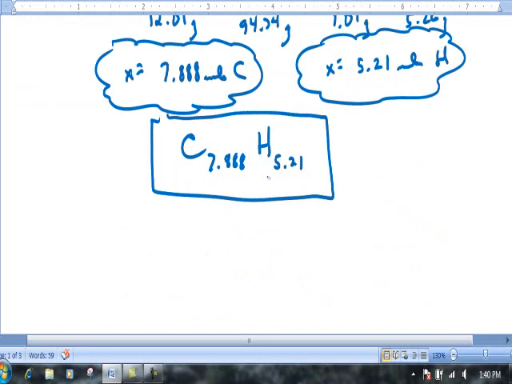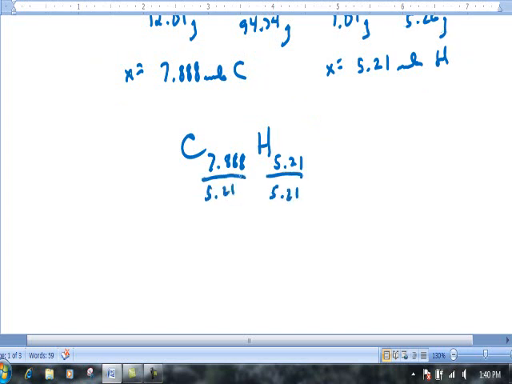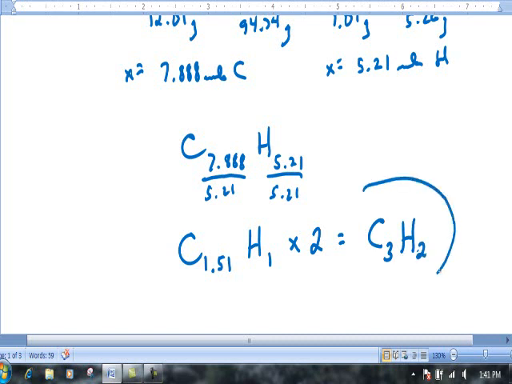At this point, our formula would now look like this: carbon with a subscript of 7.888, hydrogen with a subscript of 5.21. We now need to simplify this and get this into lowest whole numbers, which would be our empirical formula. To simplify, we divide by the smallest number, in this case 5.21. This reduces our formula to carbon 1.51, hydrogen 1. Multiplying this by 2, we get carbon with a subscript of 3, hydrogen with a subscript of 2, and this is our empirical formula for our unknown hydrocarbon.